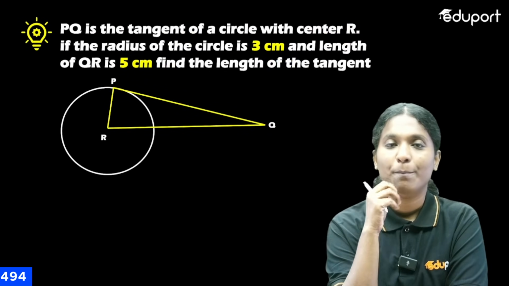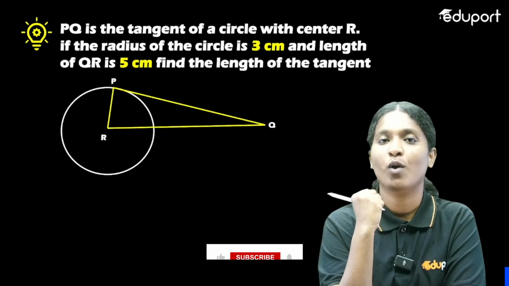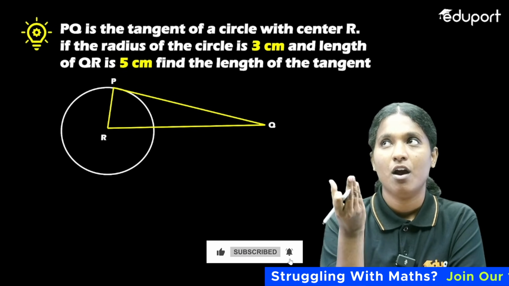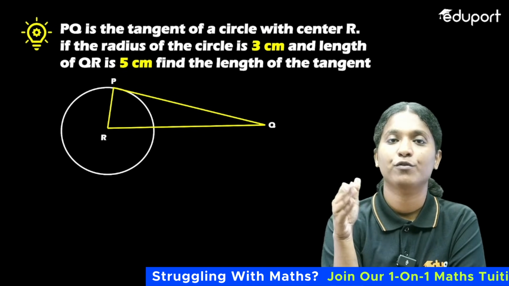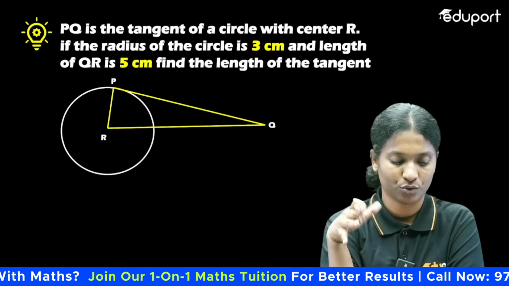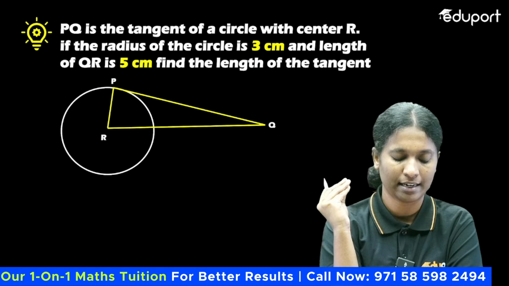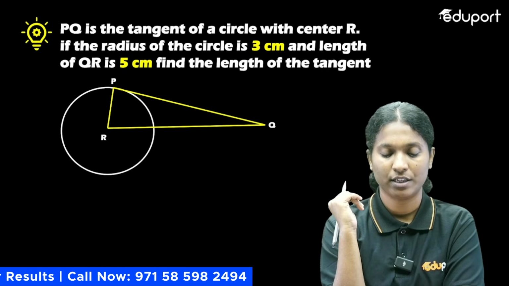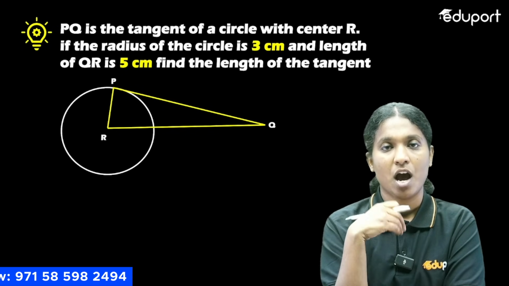Based upon this, you have to deal with many proving questions, finding length questions, or finding angle type of questions. Here you can see an example: PQ is the tangent of a circle with center R. If the radius of the circle is 3 cm and length of QR is 5 cm, find the length of the tangent. How can we find it?